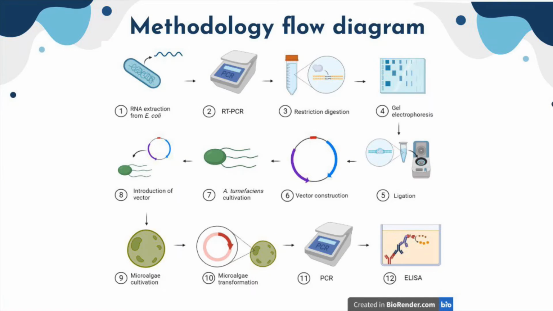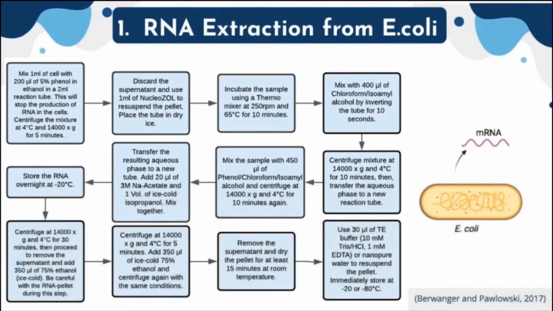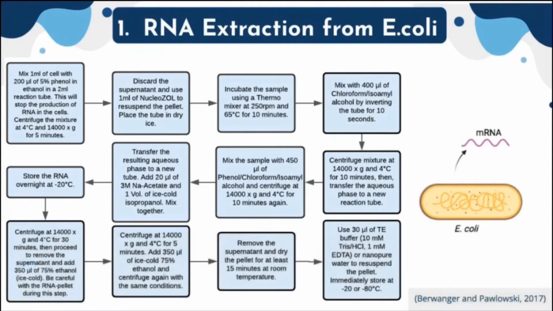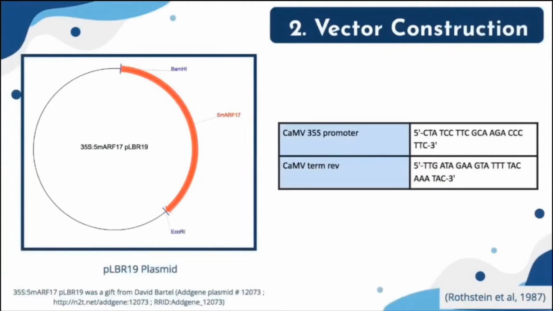Our methodology includes 12 steps for the extraction of the gene, construction of the vector, microalgae transformation, and its verification. First, the RNA must be extracted from E. coli. Since we are only interested in the extraction of the coding sequence for the GSH2 gene, RNA will be extracted instead of DNA. The gene must be inserted in a PLBr19 plasmid that includes the CAMB35S promoter and the CAMB terminator to allow the introduction of coding sequences between them.